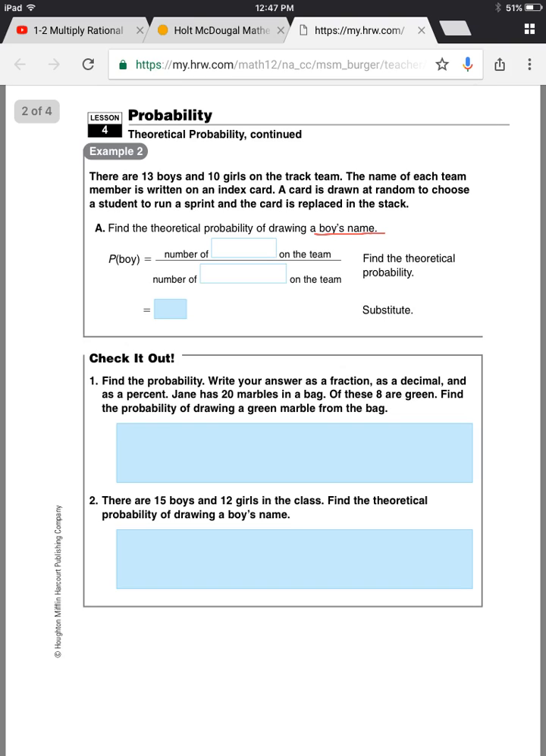So the favorable would be boys, because that's what we're looking for, over the number of members on the team. So, the number of boys on the team are 13, and the total number is we take 13 plus 10, and we get 23 total numbers. So it's just 13 over 23. And you don't have to change that into anything else because it doesn't ask you to.